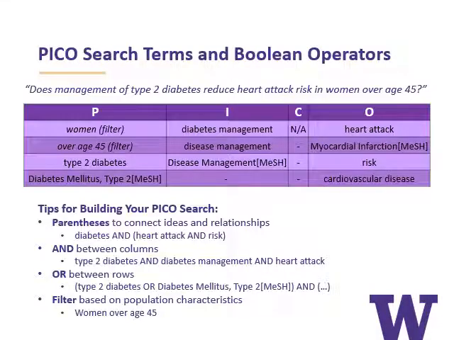How do we combine our PICO search terms with Boolean operators to create an effective search? You can start by creating a list of keywords and controlled vocabulary terms that are relevant to your PICO question. As seen here, we've broken down our PICO question into separate elements and listed out some of the relevant terms. Once you've identified your search terms, you can use these tips to build your PICO search. Use parentheses to connect ideas and relationships. Use AND between columns to connect your PICO terms. Use OR between rows to connect related keywords. And filter based on population characteristics.